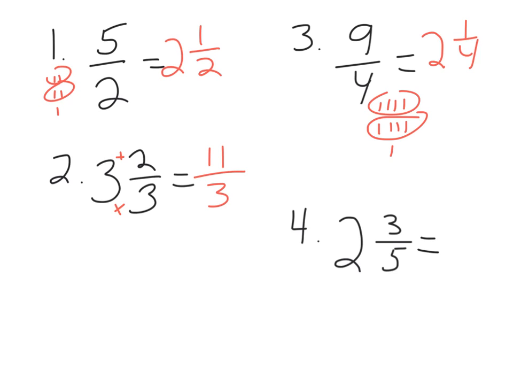Okay, and now circle of happiness, changing a mixed number into an improper fraction. And remember, we call it an improper fraction when the numerator is larger than the denominator. 5 times 2 is 10. 10 plus 3 is 13. Denominator is 5. 13/5.